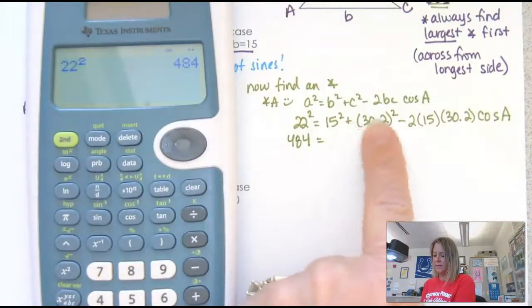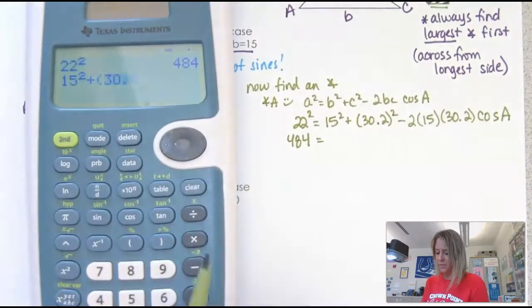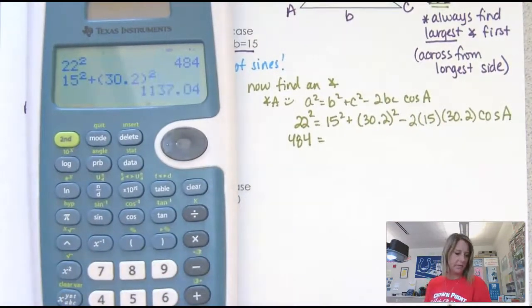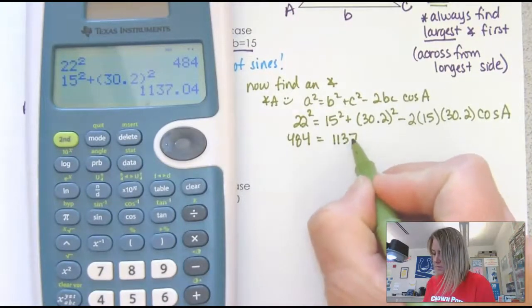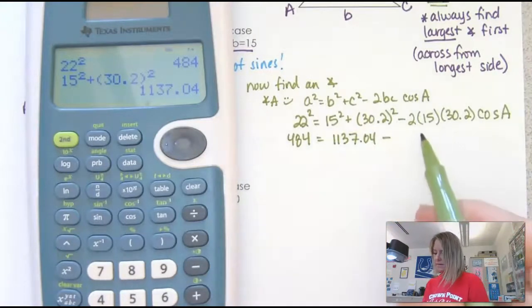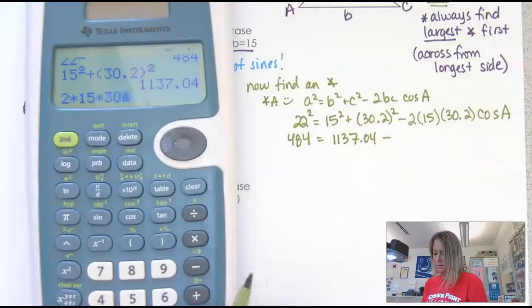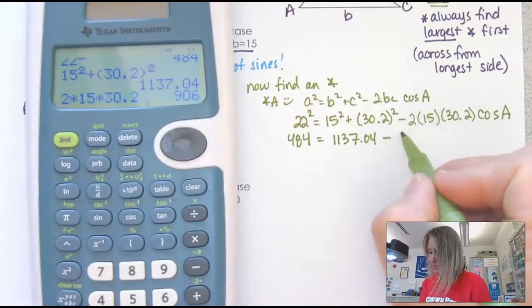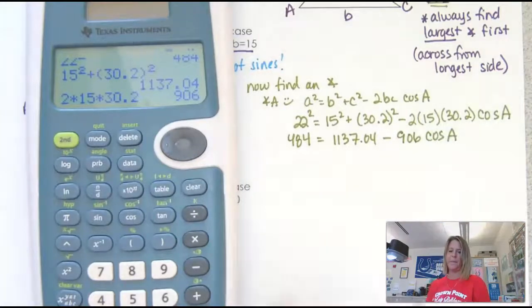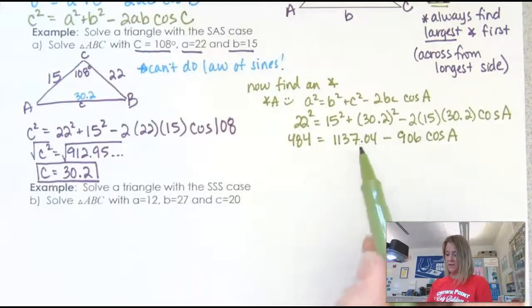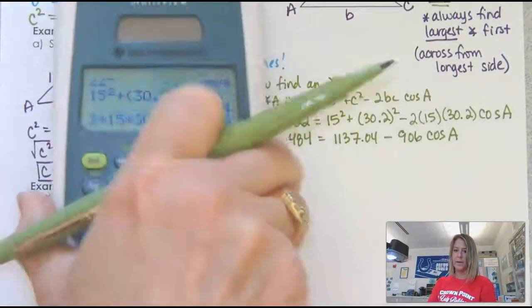I can go ahead and at least combine this stuff right here. So I've got 15 squared plus 30.2 squared, and that gives me 1,037 minus, I can multiply 2, 15, and 30.2. So I've got minus 906 cosine A. All right, please do not try to subtract these because this 906 is attached to, it's multiplied by that cosine A.